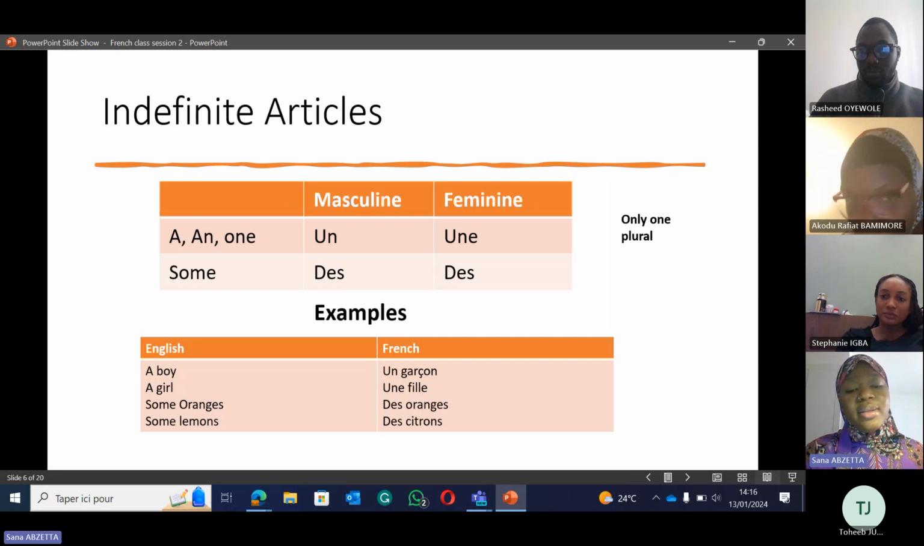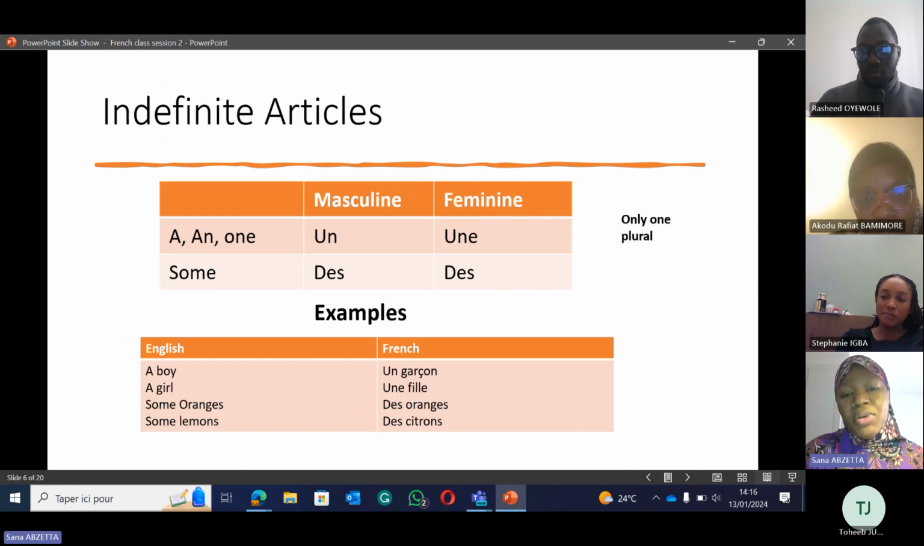But if there is a plural, for example, you will say there are boys, you will not do the differentiation in French. You will just say ce sont des garçons. It's the same thing if it is ce sont des garçons or ce sont des filles, it's the same word you will use. The differentiation is just for the singular.